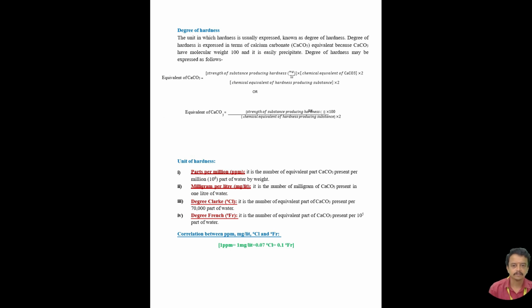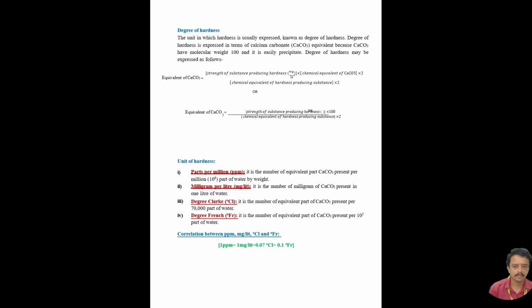Here we discuss the degree of hardness. What is degree of hardness? Hardness is measured in a unit called ppm, parts per million. The degree of hardness is expressed in terms of calcium carbonate equivalent. The calcium carbonate molecular weight is 100, and the equivalent weight is 50, so it is a whole number. That is why calcium carbonate is used to measure the hardness of water.